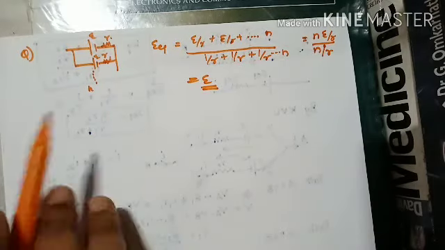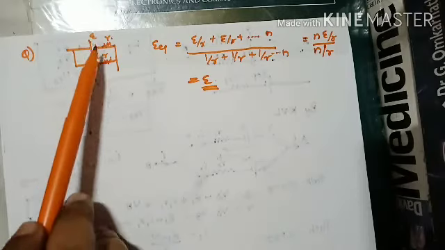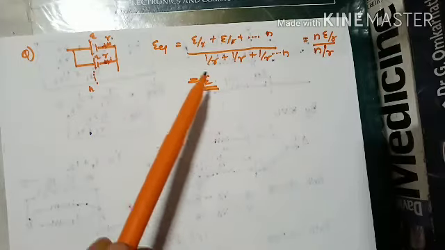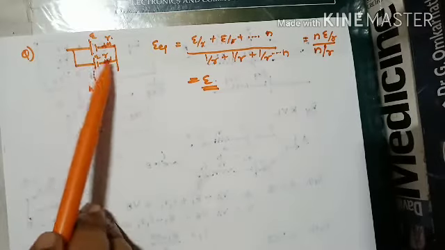So one point is very important. If cells of the same value with the same internal resistance are connected in parallel, you will get the equivalent EMF as E itself. Same, right? If E and R are the same.